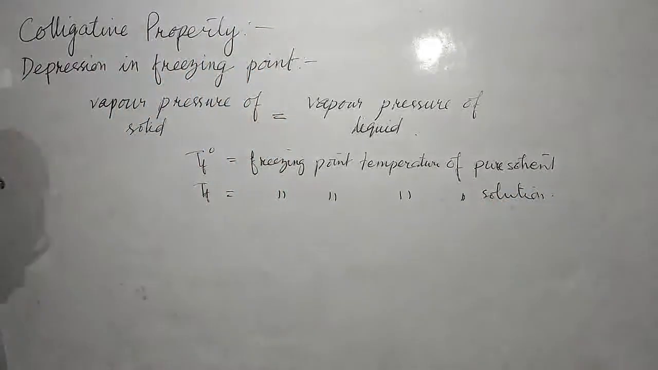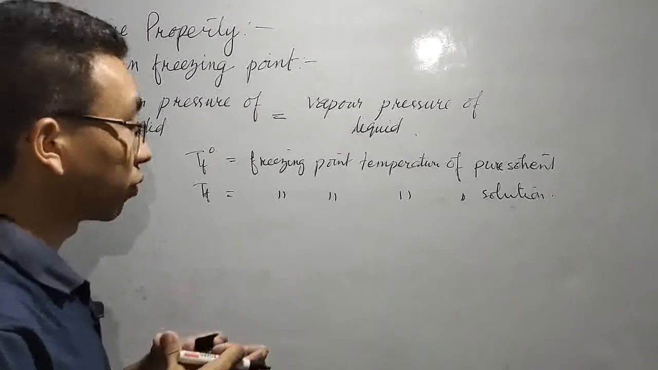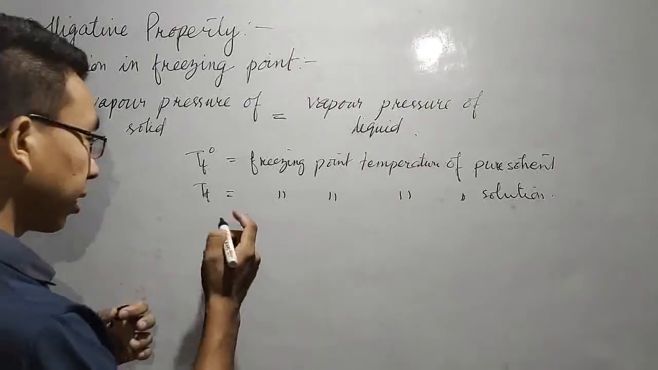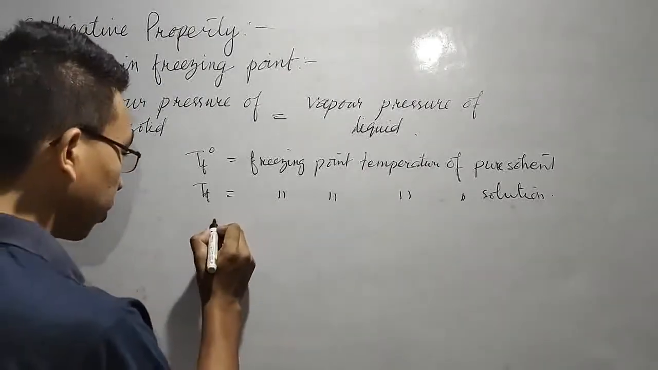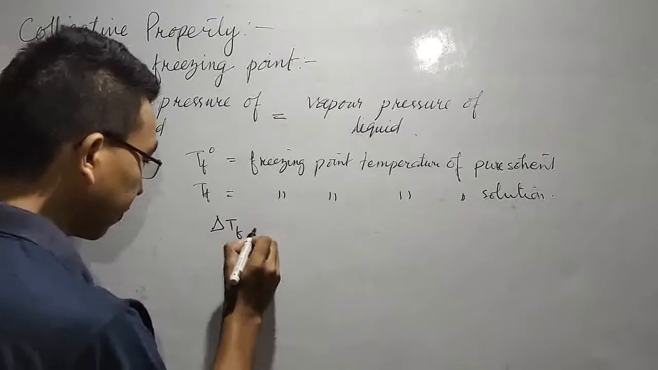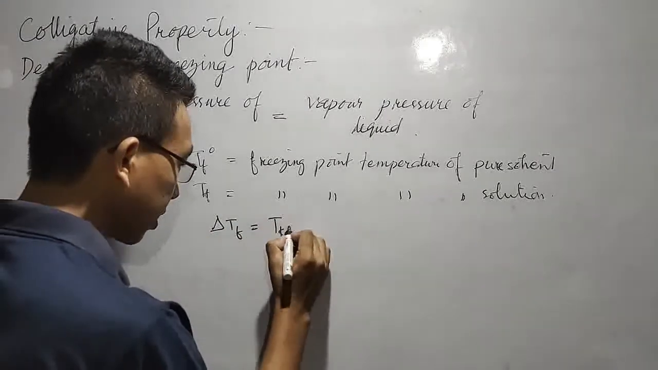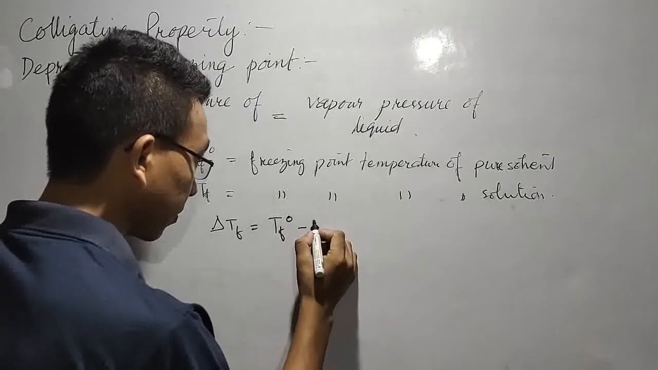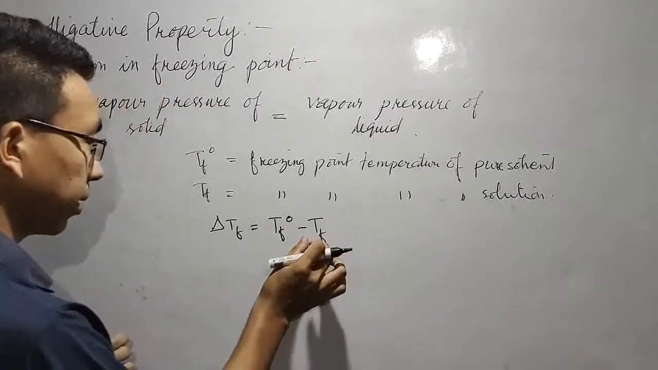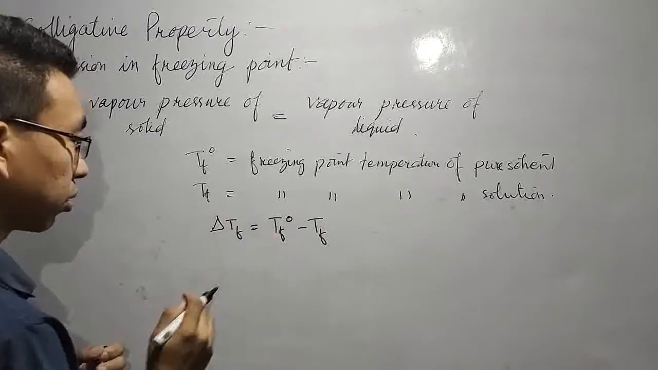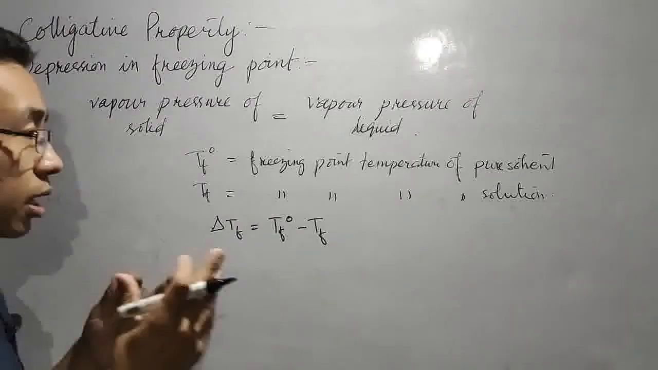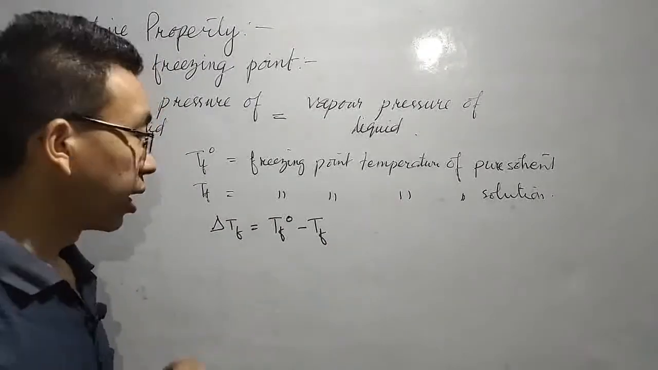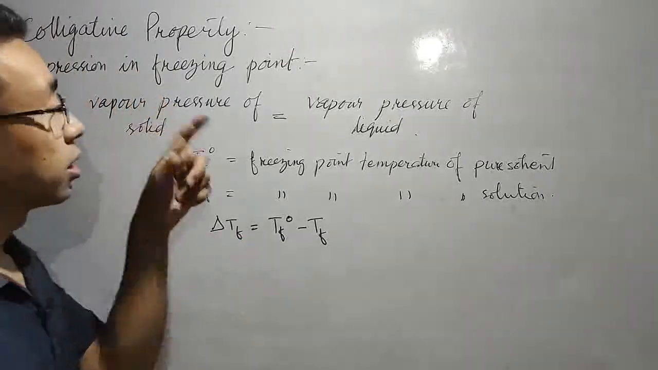As we have discussed, the freezing temperature of the solution is less than that of the pure solvent. Therefore we can write the amount of change, that is del TF, is equal to TF degree of the pure solvent minus TF of the solution. This gives the amount of change in the freezing point, and it is called the depression in freezing point.